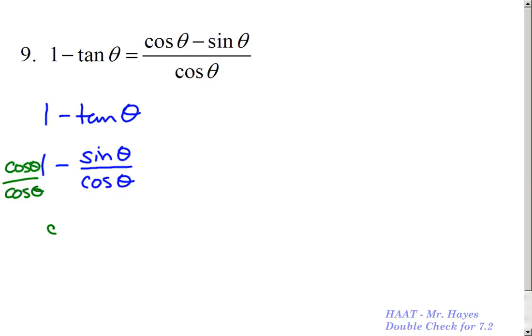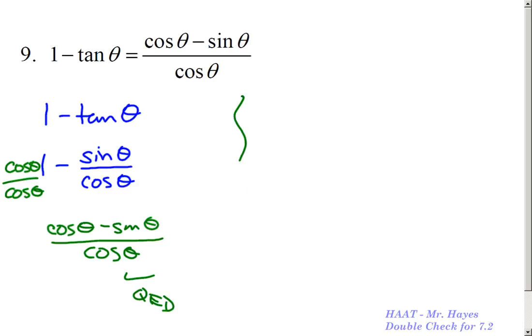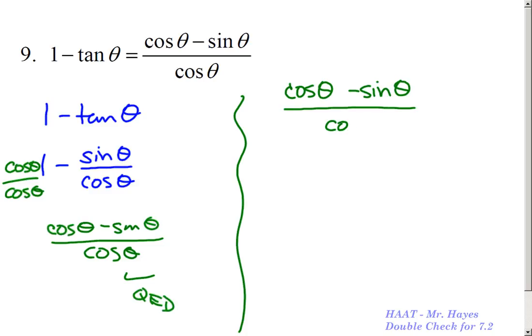So now I've got cosine theta minus sine squared, or sine theta over cosine theta. And you'd be done that way. Or you could have done this side, which some people would see, because again, you see that cosine theta over cosine theta, and that kind of lends itself to become 1. And essentially, you're just going to work this backwards then.